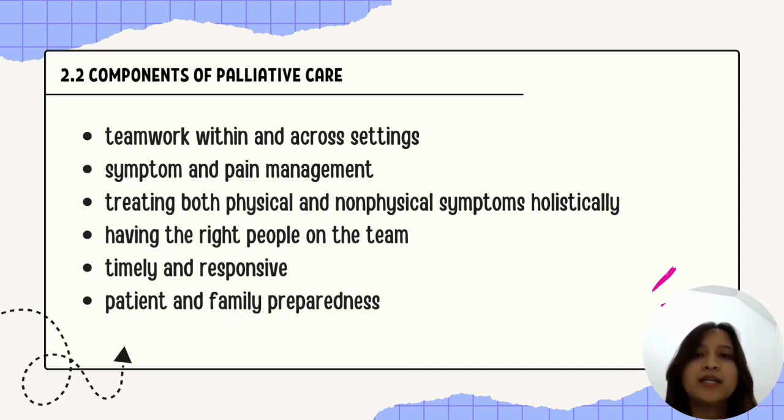Down below are the components that are essential to adequately meet the needs and the preferences of patients and their relatives. The first one is teamwork within and across settings. Next one is symptom and pain management, treating both physical and non-physical symptoms holistically, having the right people on the team, timely and responsive, and also patient and family preparedness.